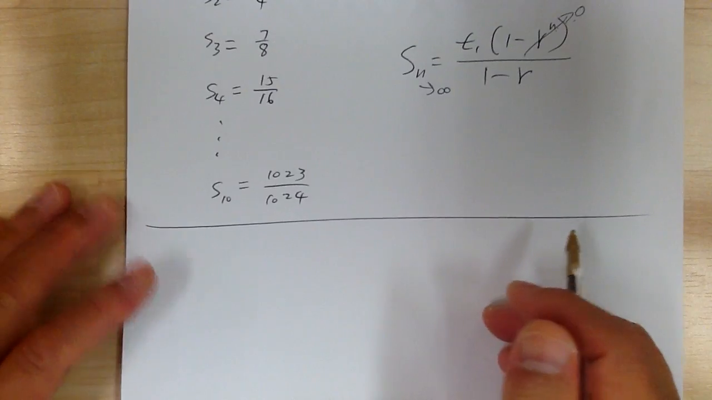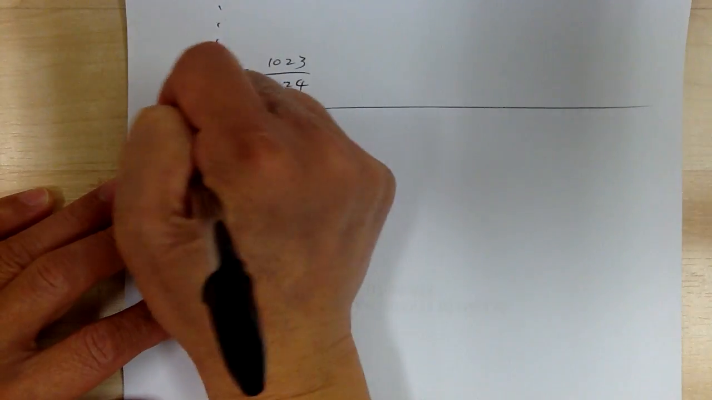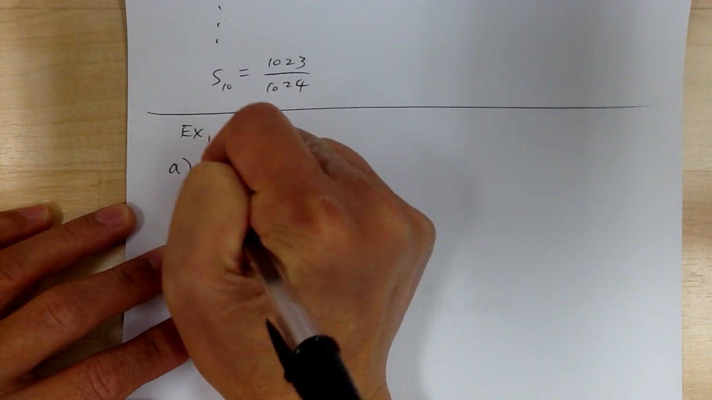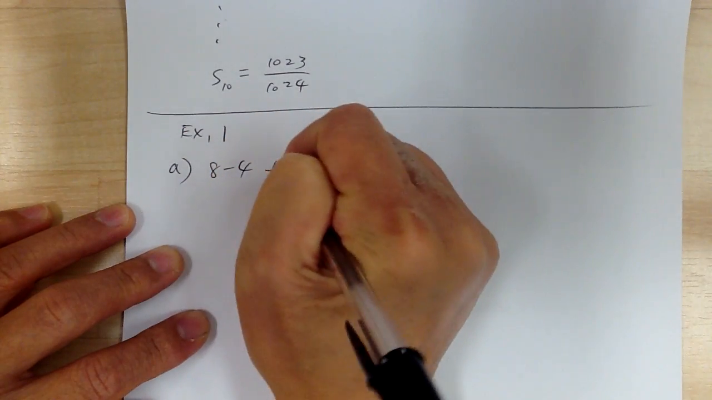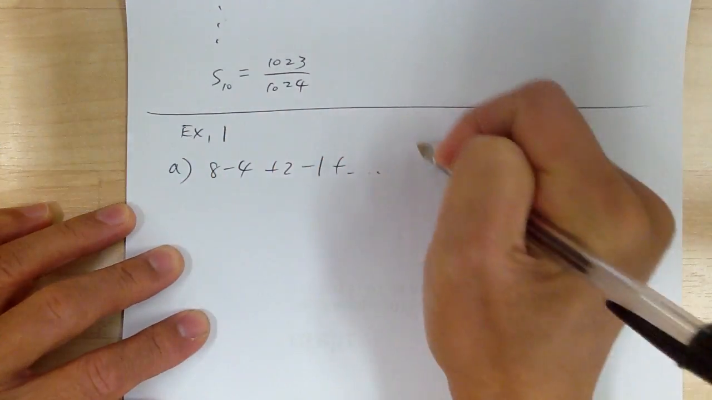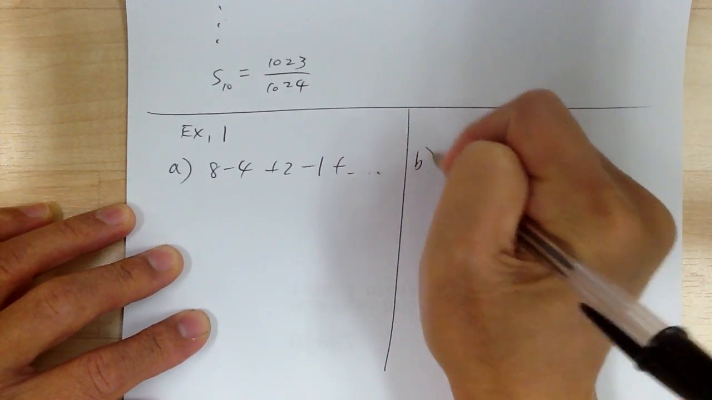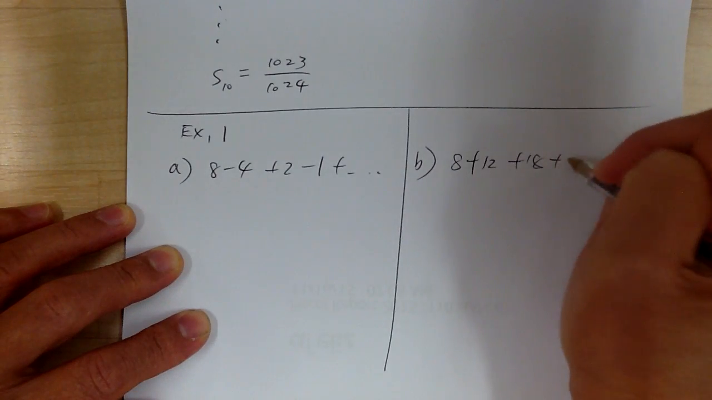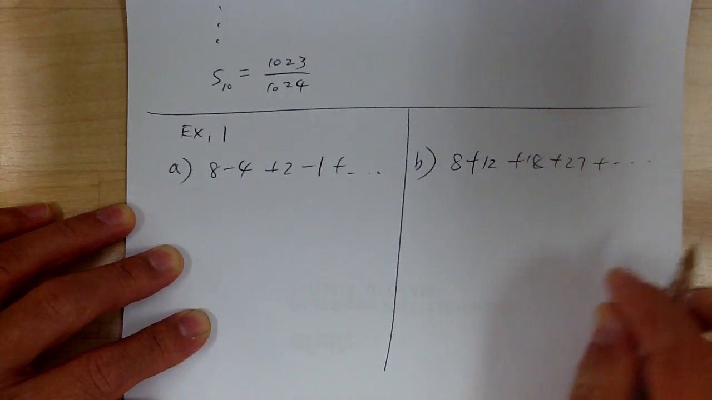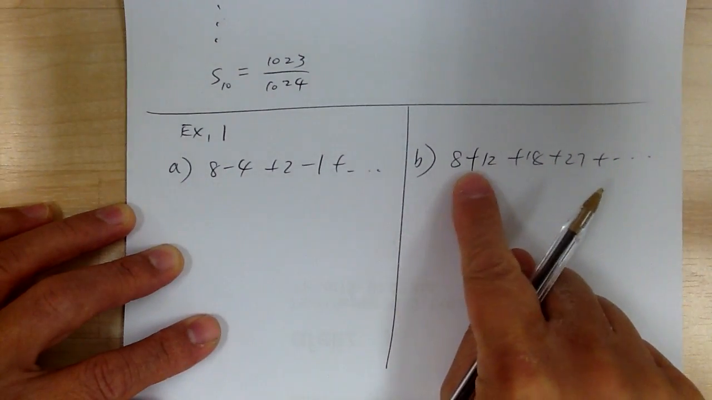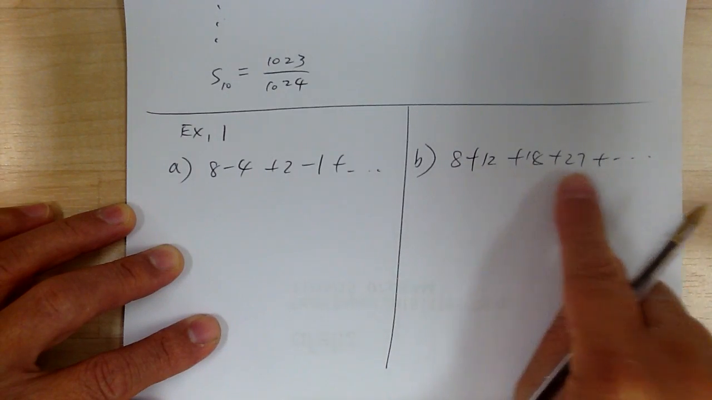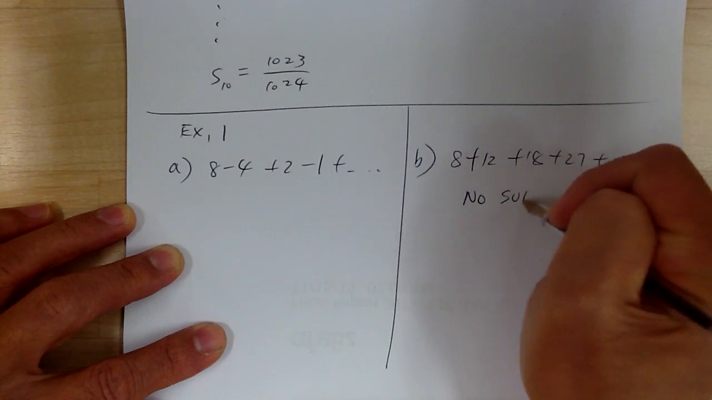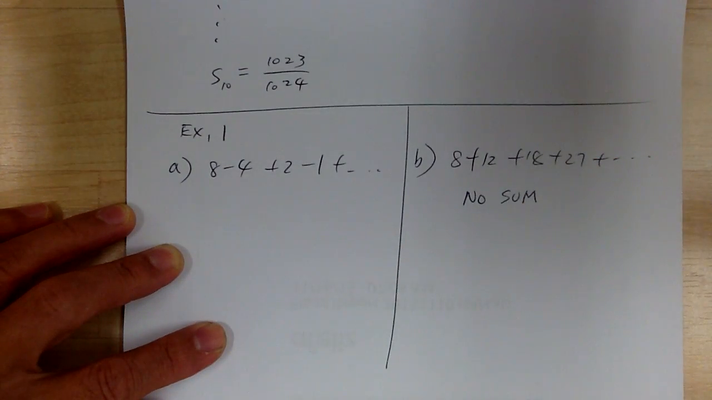So if you look at example 1, in part A you have 8 minus 4 plus 2 minus 1 plus dot dot dot. And in part B, you have 8 plus 12 plus 18 plus 27 plus dot dot dot. Okay? So notice the number gets bigger. You have 8, 12, 18, 27. In this case, there would be no sum, because the numbers get bigger and bigger, so the sum is going to get bigger and bigger.